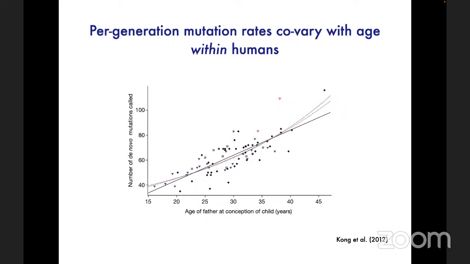If you look within humans and you plot the age of the father at conception and the number of mutations that the father is leaving, you also see correlation with age, right? So older fathers up here at 40 are leaving something like 80 mutations, for instance. This is Icelandic data, by the way, trios from Iceland. And younger fathers at age 20 are leaving around 50 mutations. So there's this correlation across species, the average number of mutations, and there's correlation within species.